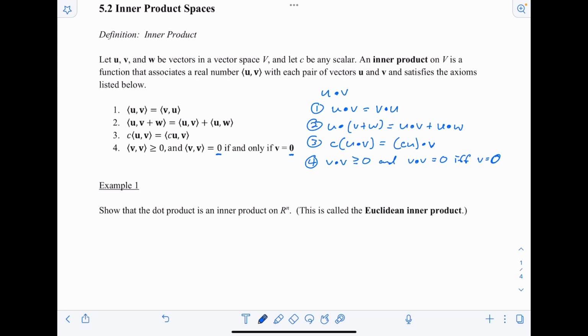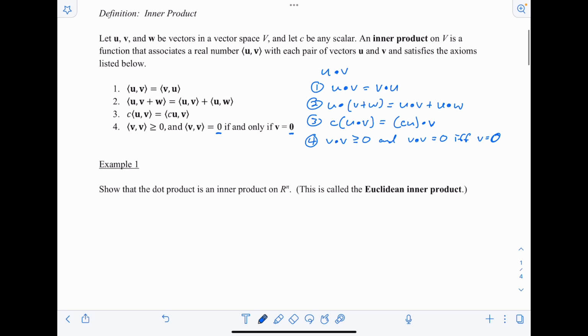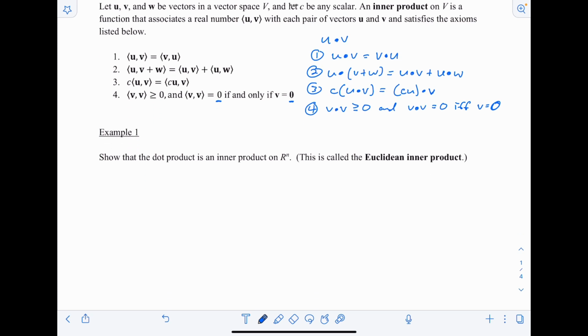Okay, so let's go ahead and run through each of these four just to show that the dot product is an inner product for any n space. So let's let u be the components u1, u2, u3, and so on. Let's let v be the components v1, v2, v3, and so on. If I take the dot product of u and v, that's going to give me u1 times v1 plus u2 times v2 and all the way up to un times vn.